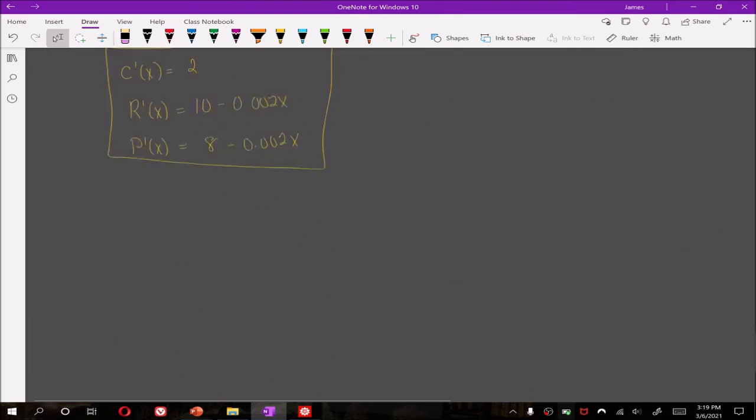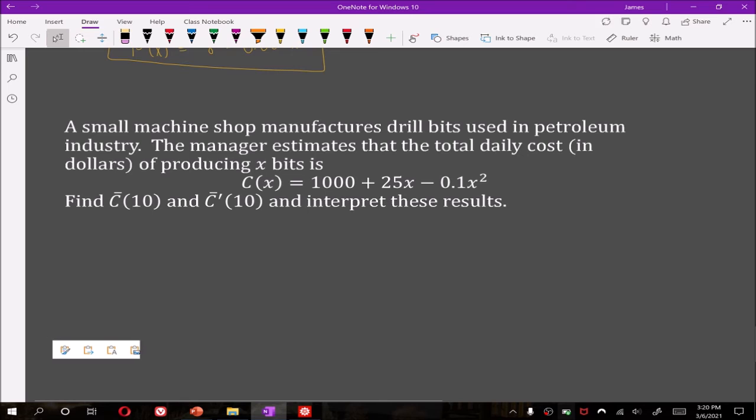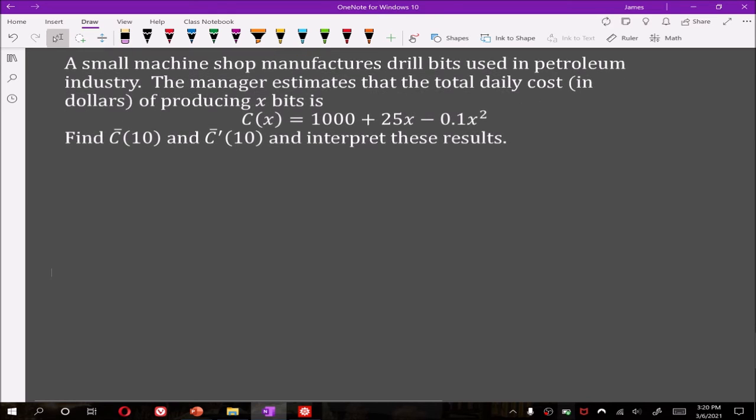For our next example, let's look here. Right, so we're told a small machine shop manufactures drill bits used in petroleum industry. The manager estimates that the total daily cost in dollars of producing X bits is C of X equals 1,000 plus 25X minus 0.1 X squared. We wish to find and interpret C bar of 10 and C bar prime of 10.